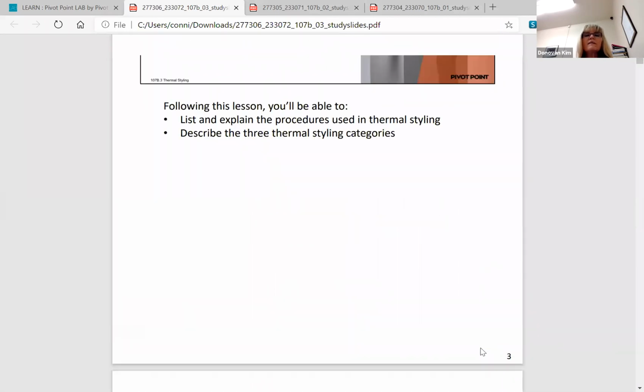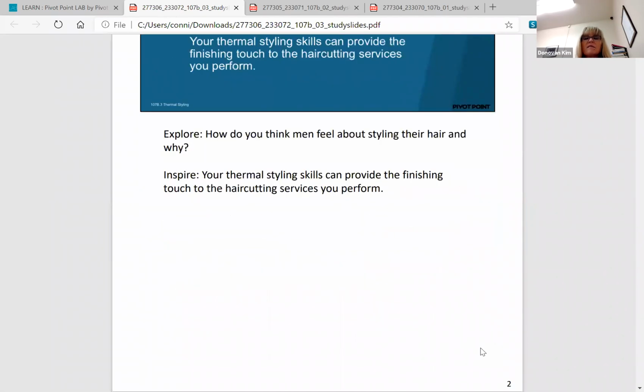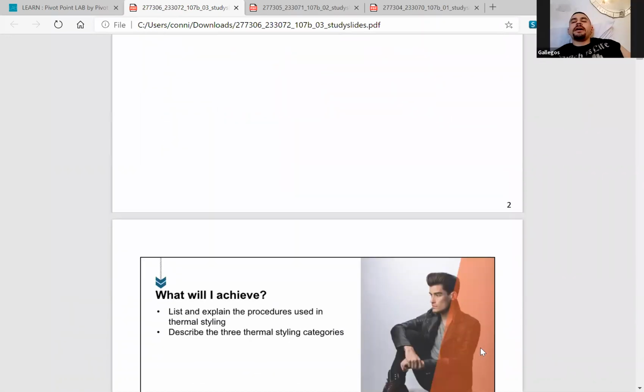I like this because it says, what do you think men feel about styling their hair and why? And I think there are a lot of men out there that want hairstyles, whether it is something super easy, like shake and go or whatever, but I really think that men want their hair done just as much as everybody else. Would you consider my haircut a style?